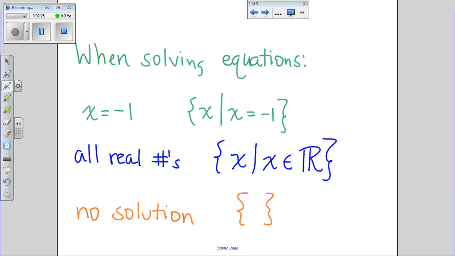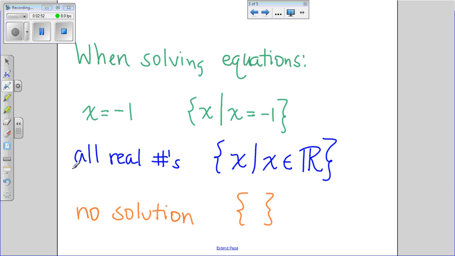If we think back to our unit on solving equations, we had 3 different possible outcomes. One outcome when you're solving an equation is that you get a value for x, just one solution, like x equals -1. If that was your solution, then in set builder notation, we would write this. The solution is all x such that x equals -1. So x had to be -1. That was the only option.